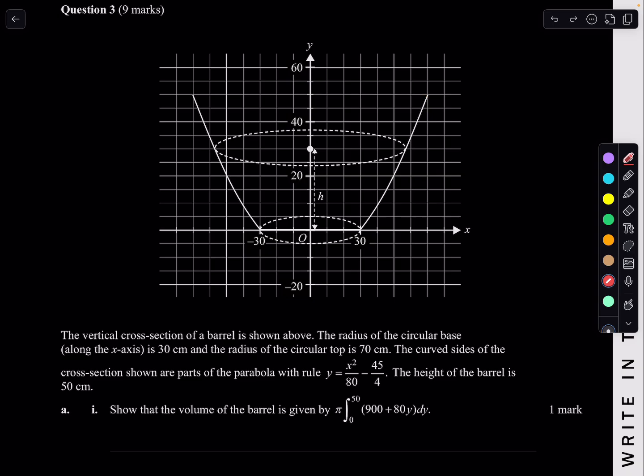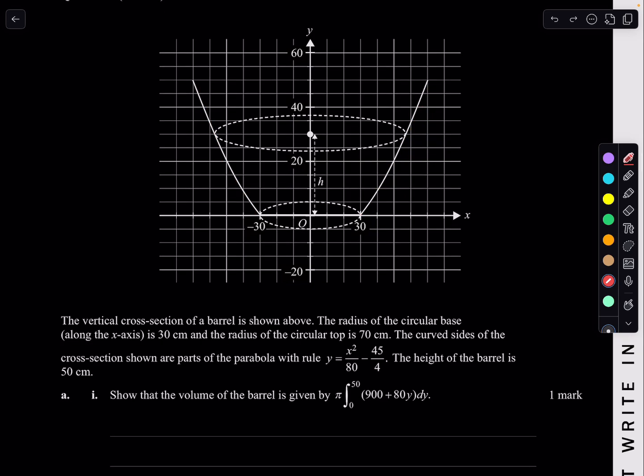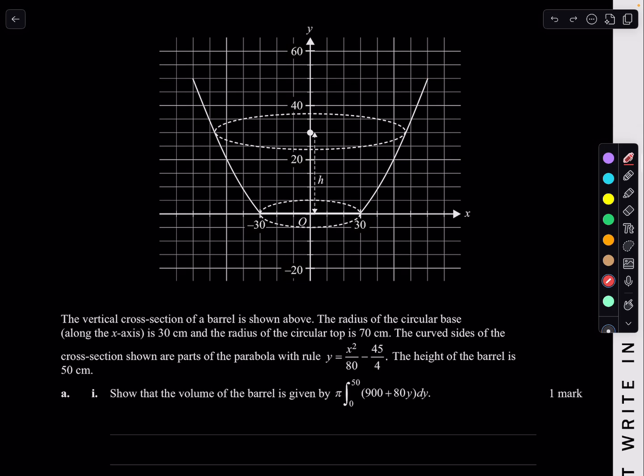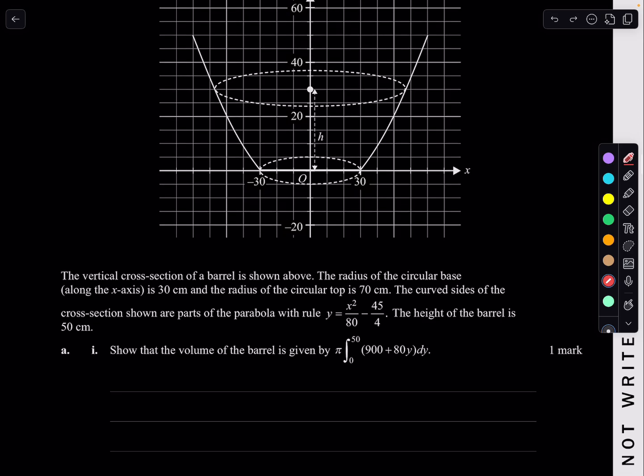Makes sense. The curved sides of the cross section shown are parts of the parabola with this equation. So these two here are from this parabola. The height of the barrel is 50 centimeters. Yes, you can see that right over there. It's 50. Show that the volume of the barrel is given by this.